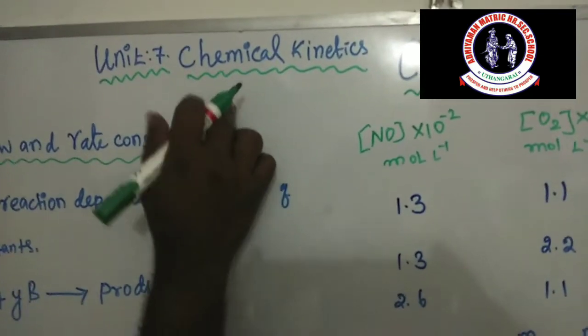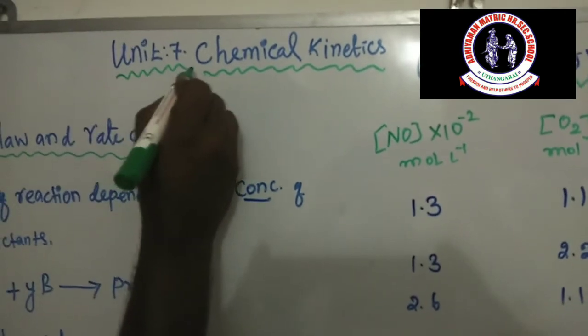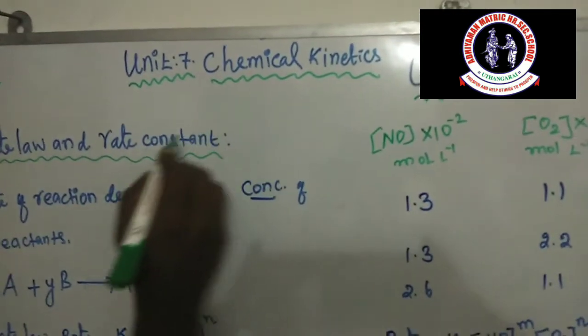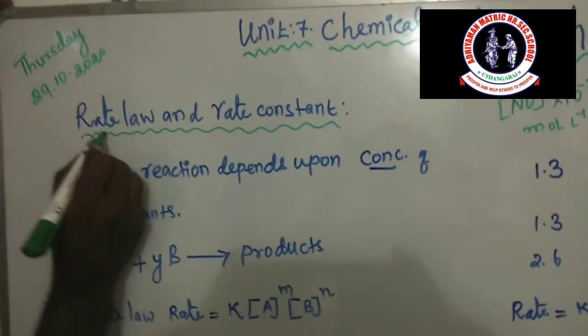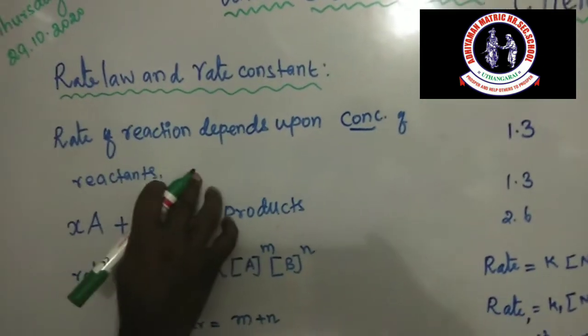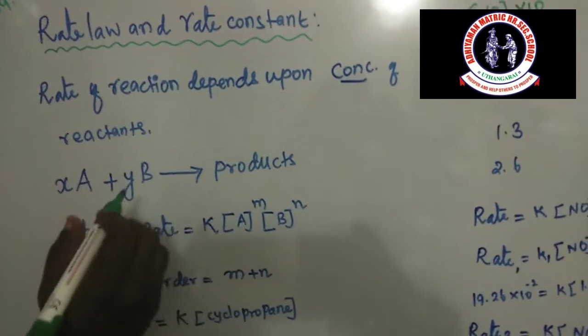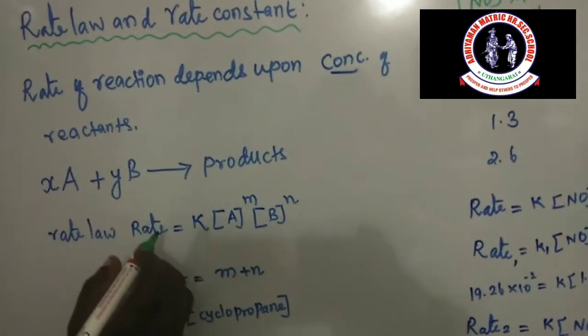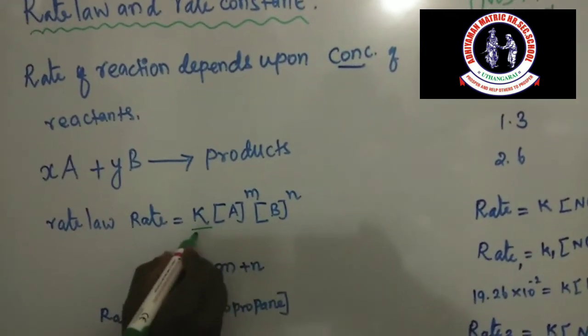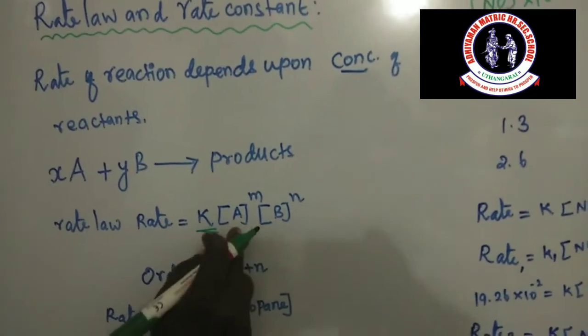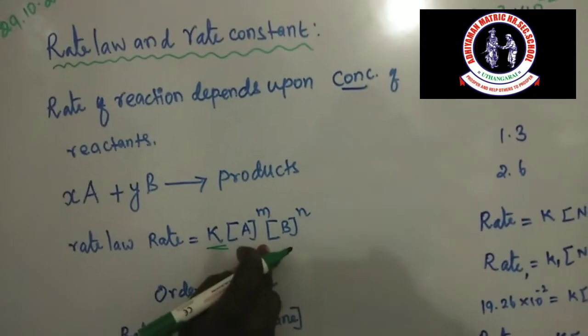Today we are going to discuss unit number 7, chemical kinetics. The subtopic is rate law and rate constant. What is meant by rate law? Rate law is nothing but the product of rate constant and the initial concentration of reactants.